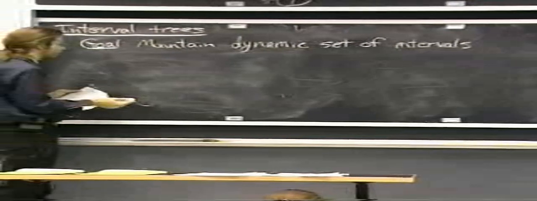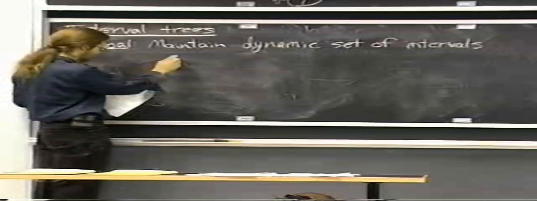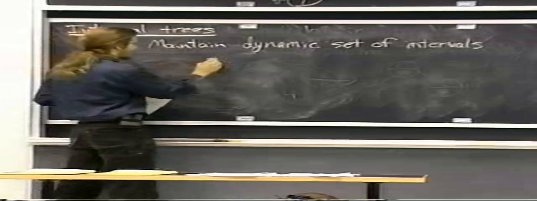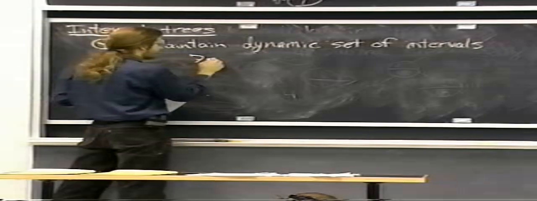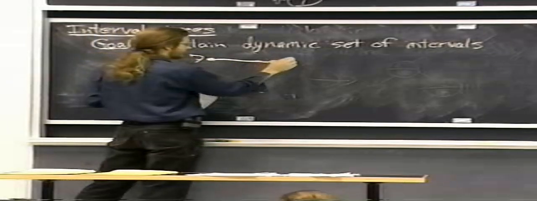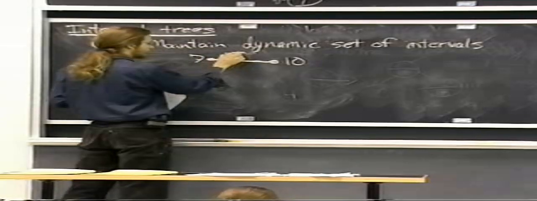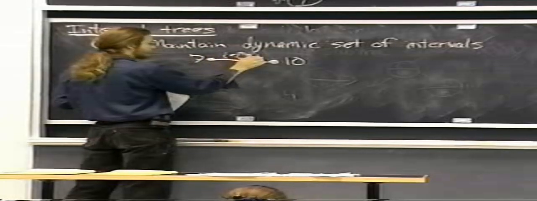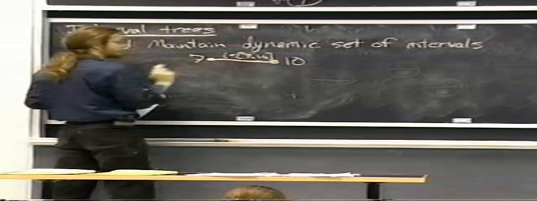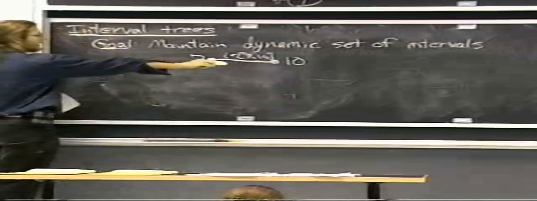And I want to be able to do queries on them. But I mean, you all know what an interval is, right? Something like 7, 10. Okay, this is called, let's call this I. The notation for an interval is something like this. So this is a closed interval between 7 and 10. But this is the real line, the x-axis.